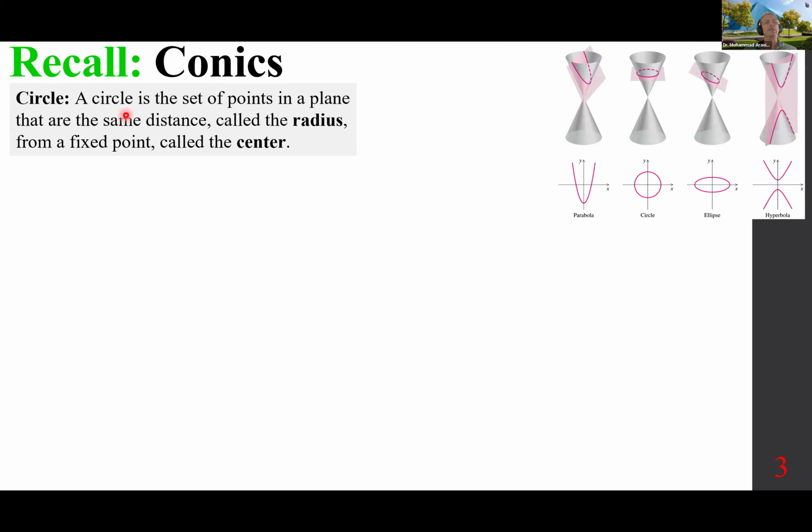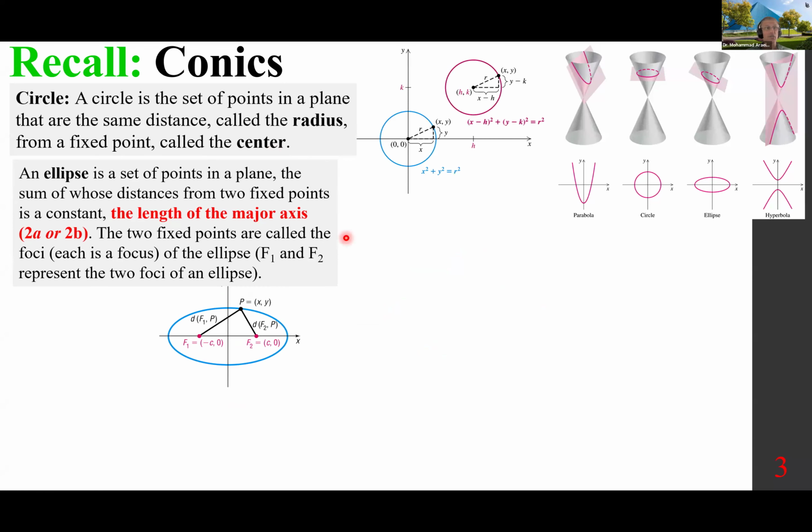Conics, circle. A circle is the set of points in a plane that are the same distance, called the radius, from the fixed point called the center. x squared plus y squared equals r squared, if it's centered at 0, 0. (x minus h) quantity squared plus (y minus k) quantity squared equals r squared, if it's centered at h, k.